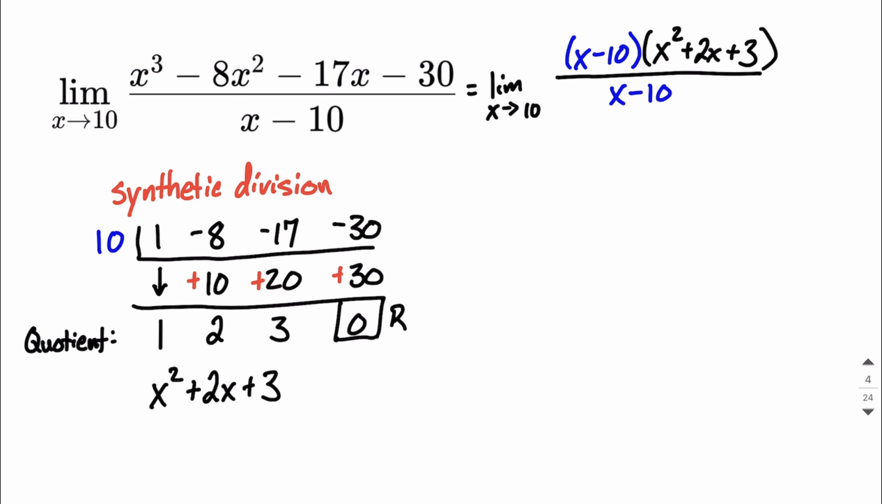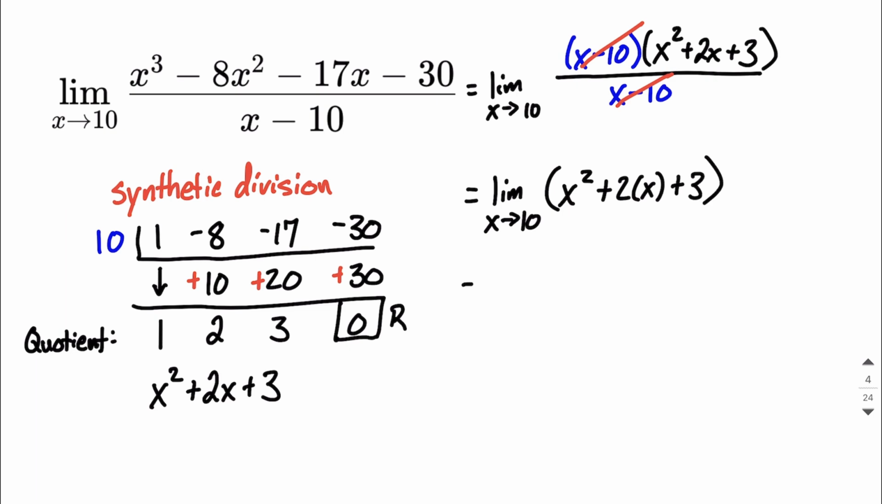And now we're going to go ahead and simplify this down to lowest terms. We're allowed to cancel out the x minus 10 from the numerator and the denominator because we're taking a limit in this case. So we'll go ahead and bring along our limit as x approaches 10, and all that remains is going to be the x squared plus 2x plus 3. Doesn't need to be in parentheses.